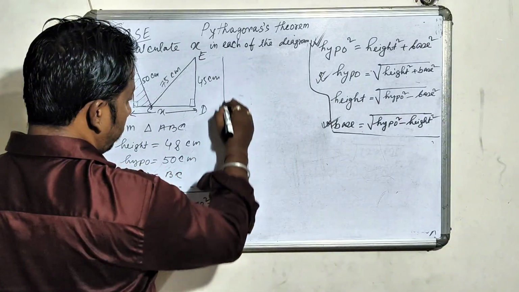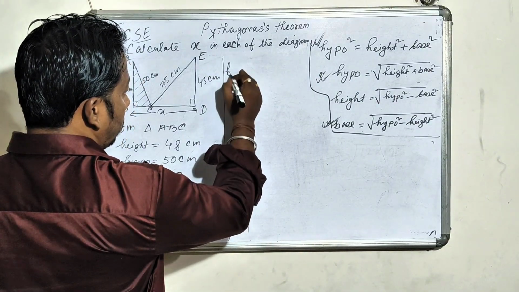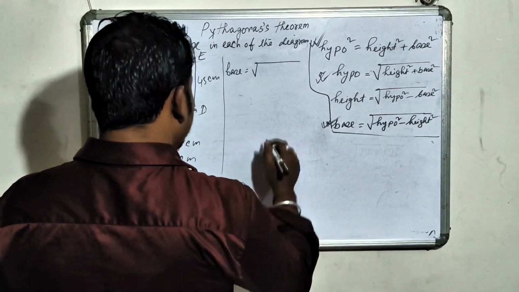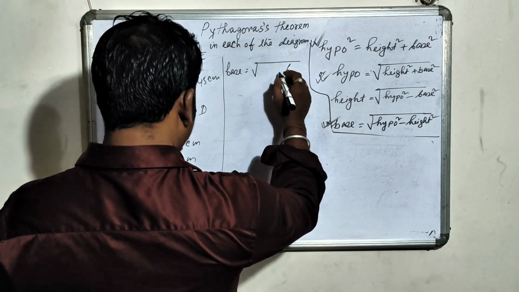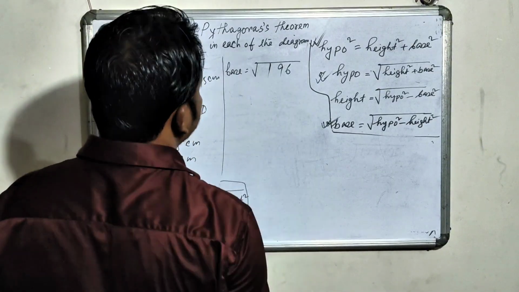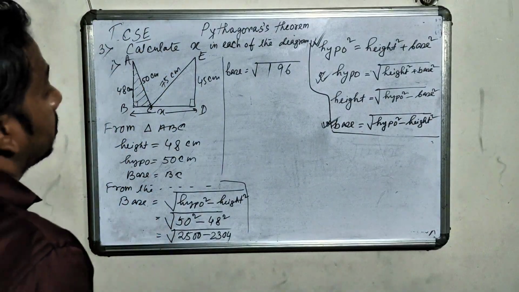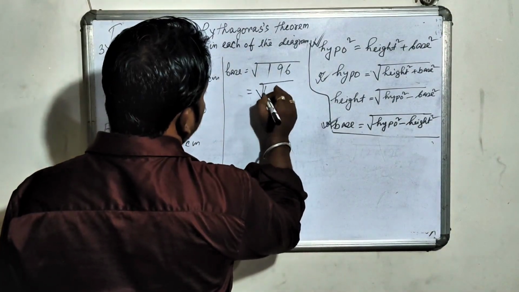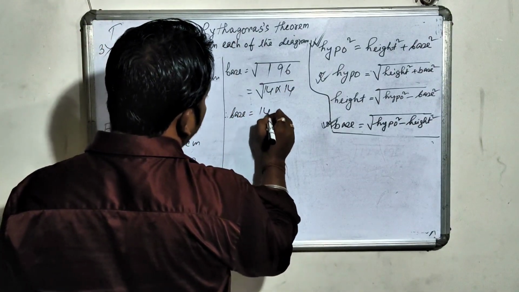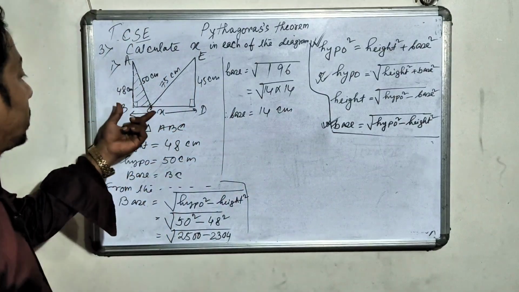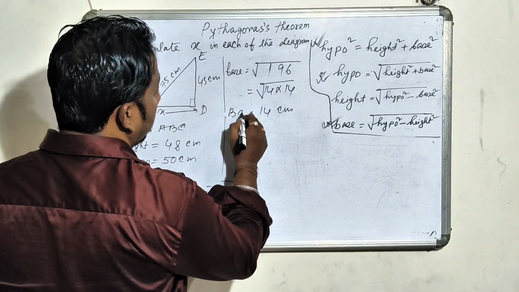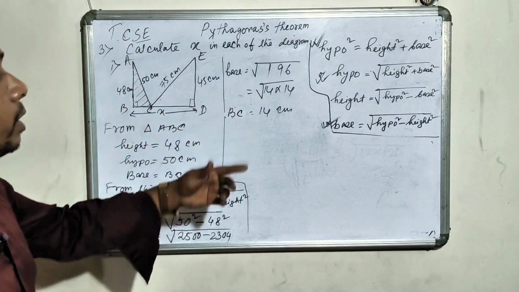Now therefore the base equals, simply subtract it, that is 196. That is 14 into 14, so base equals 14 centimeter. So we'll get the value of BC, base means BC, that is 14 centimeter.